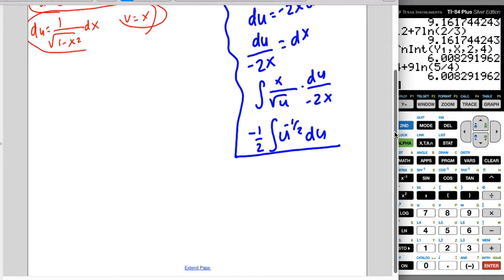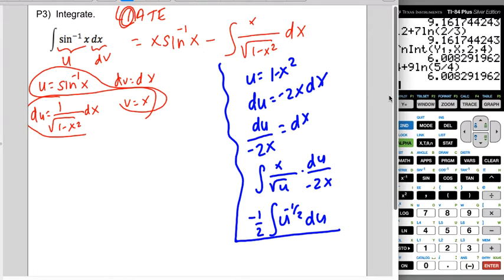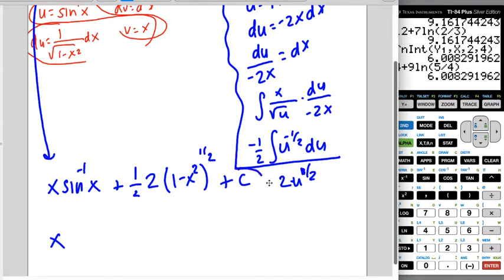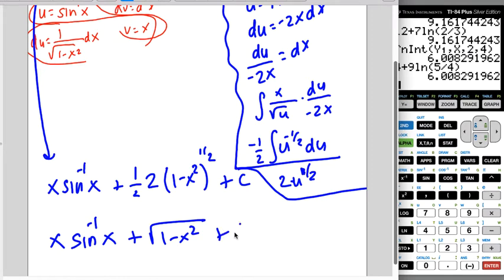If I plug that back into where we were, the negative 1/2 with the negative would become positive. So I get x sine inverse of x plus 1/2, and then this becomes a u to the 1/2 times 2, because it would be divided by a half. So I get 2u to the 1/2, which was this thing to the 1/2, plus c. We can clean that up a little bit. Sorry, that was the work right there. So I end up getting x sine inverse of x plus the square root of 1 minus x squared plus c.